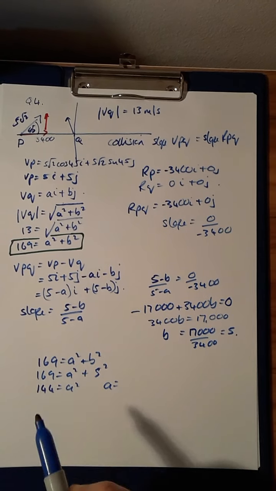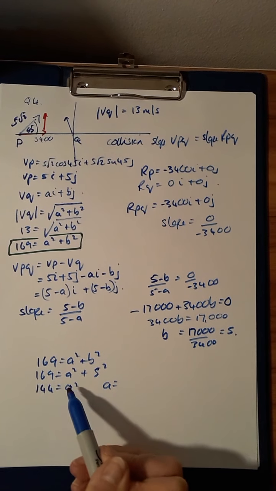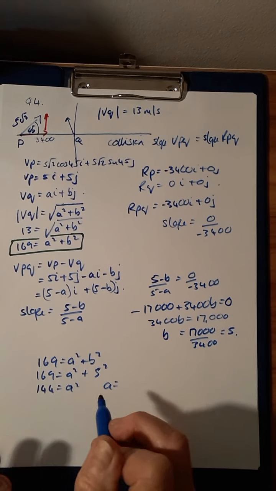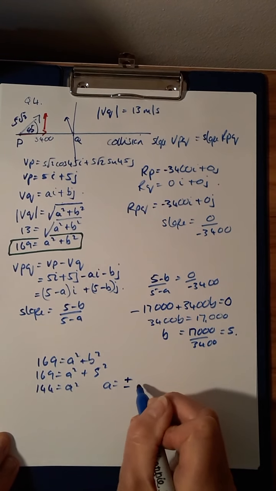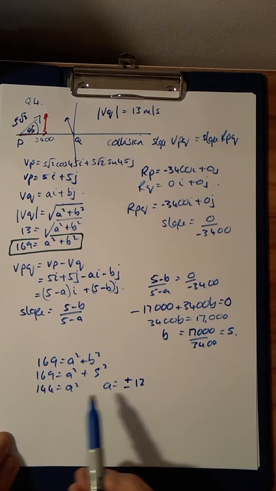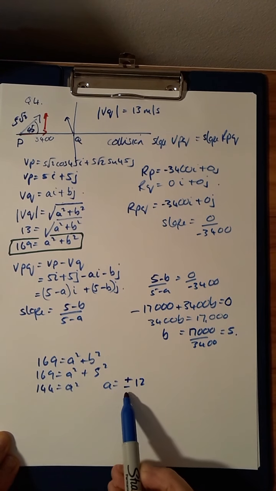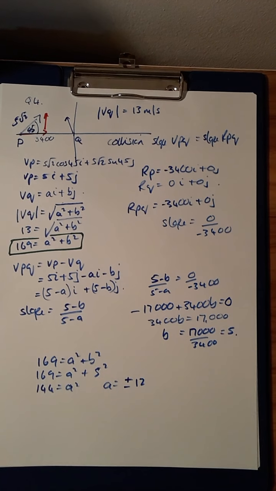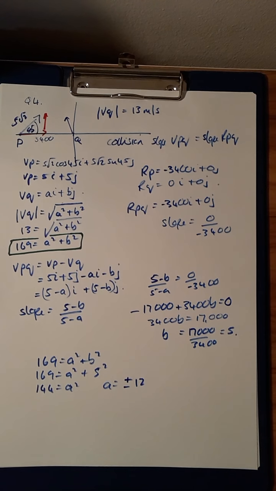Now, for these directional things, it's always handy to give yourself two options, just in case the question asks that. So I would say that a is plus or minus 12, because when I square plus 12, I get 144, and when I square minus 12, I also get 144. So sometimes if you're looking for two directions or two velocities, that's how you get yourselves out of that sort of trouble.